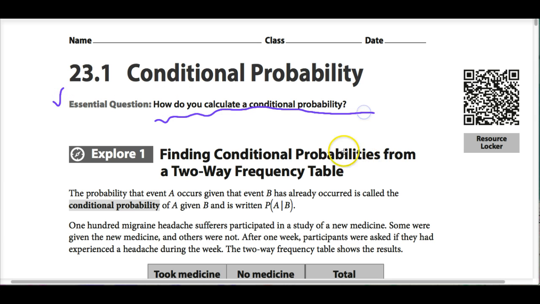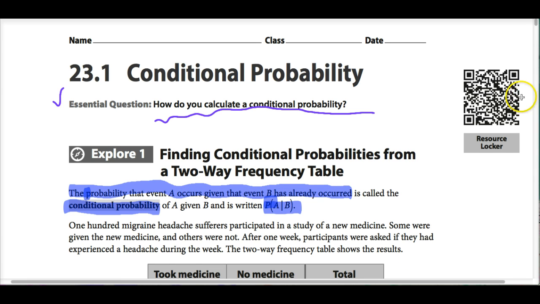Anyhow, here's the essential question. How do you calculate a conditional probability? Of course, you need to know some vocabulary words like conditional probability, and that is called the probability of A given B, and you write it like that, okay? You're looking for the probability of A, and at the bottom is B, because B already happened. So that's the probability that event A occurs given that event B has already occurred. That's a really important thing, okay?